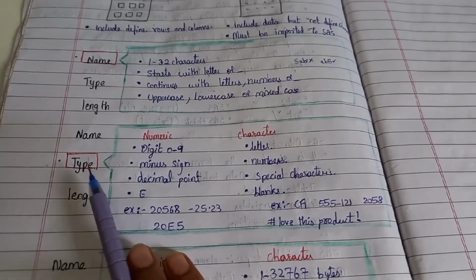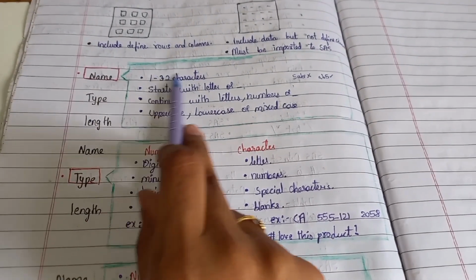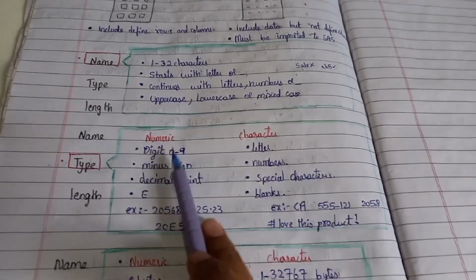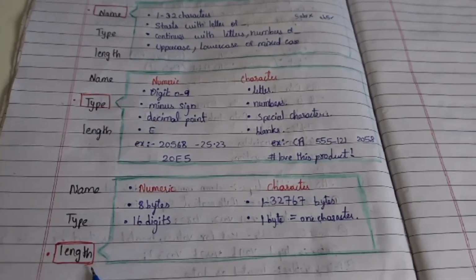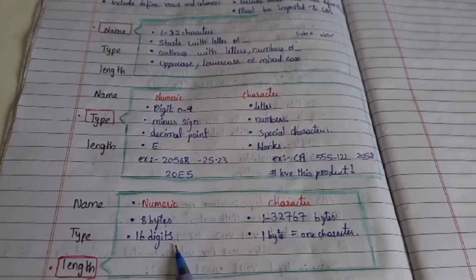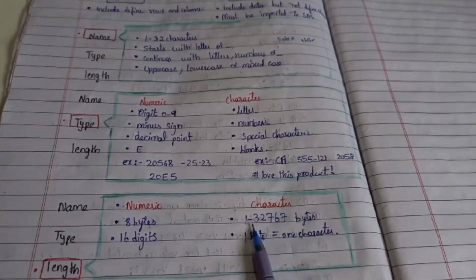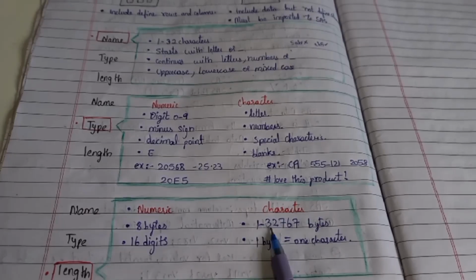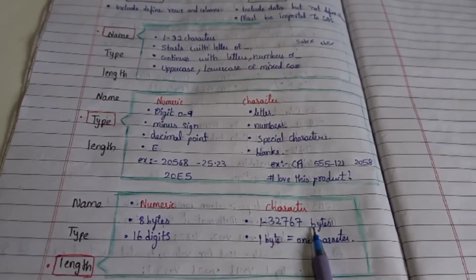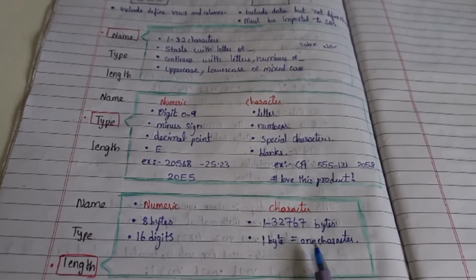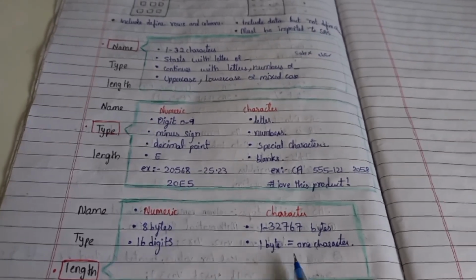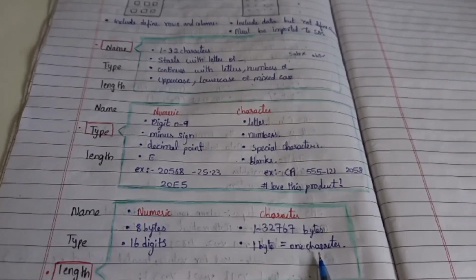Okay, for the data type, so for the data set name we have this particular rule. For data type, we have two types, numeric and character. And the length for numeric is 8 bytes and 16 digits. For character, we can use a length of 1 to 32,767 bytes. Note this, it's very important to note. Okay, and 1 byte is equal to 1 character. Suppose 8 bytes, what is the answer? 8 bytes is equal to 8 characters, right?